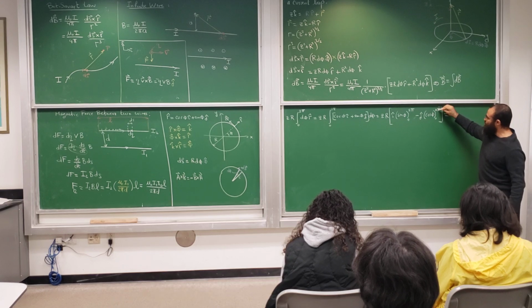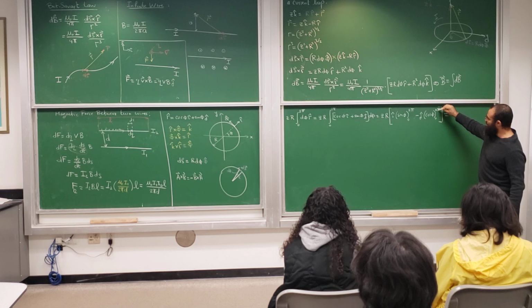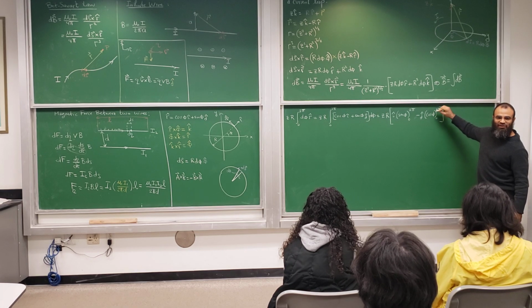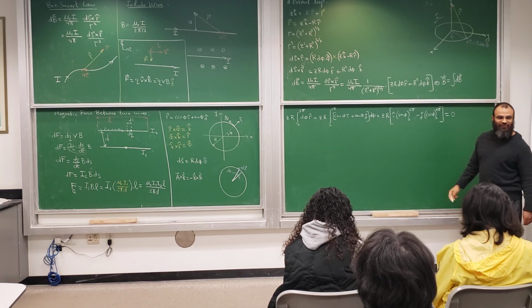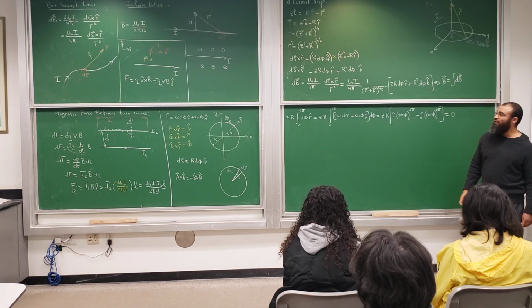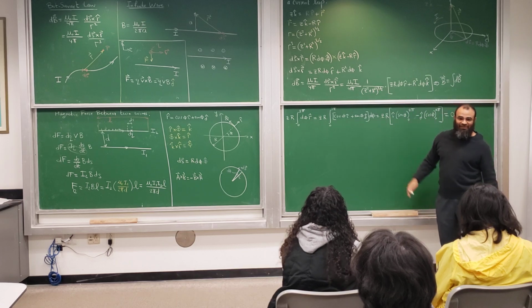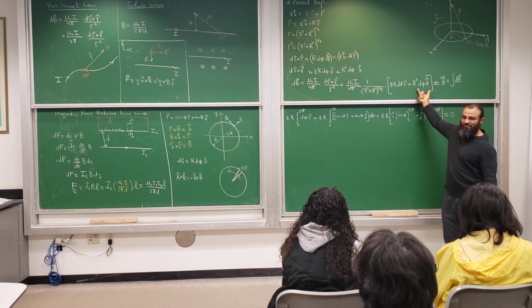How about this one? What's the cosine of 2 pi? 1. And then what's the cosine of 0? 1. So you have 1 minus 1, which is 0. So this whole thing becomes 0. So this one is out. We have this one.